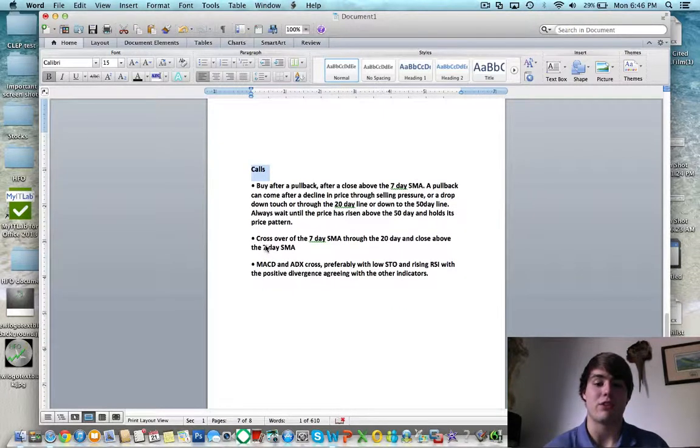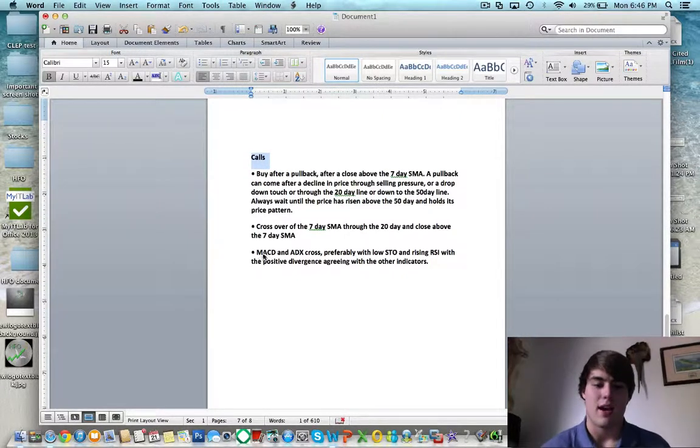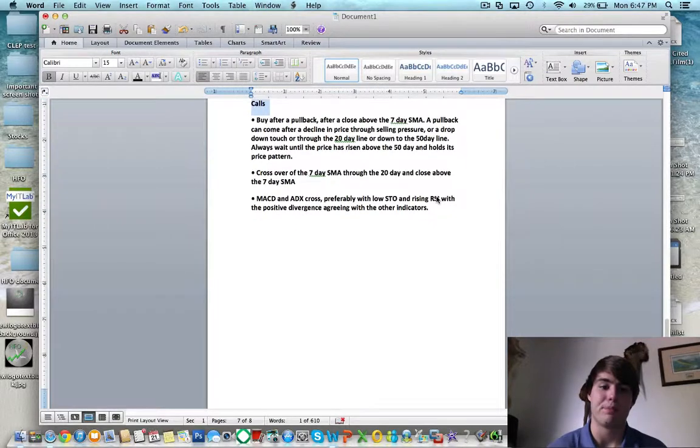Another call situation would be a crossover of the 7-day simple moving average through the 20, and that is going to be a strong bullish signal, with a close above the 7-day simple moving average, so you know the trend is going to hold. The MACD and the ADX cross, preferably with low stochastics and rising RSI, with the positive divergence agreeing with the other indicators. Basically, the MACD and the ADX crossing, and your stochastics and your RSI are mirroring what you think the stock is going to do.